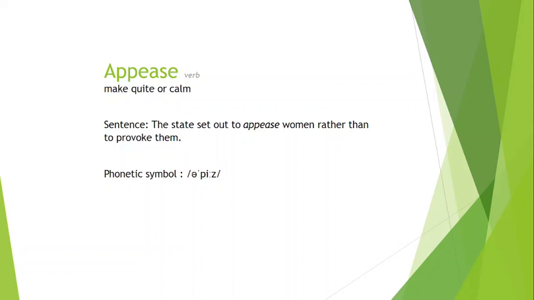Then appease. Appease means make quiet or calm. It's a verb. For example, the state set out to appease women rather than to provoke them. The appease phonetic symbol is shown.